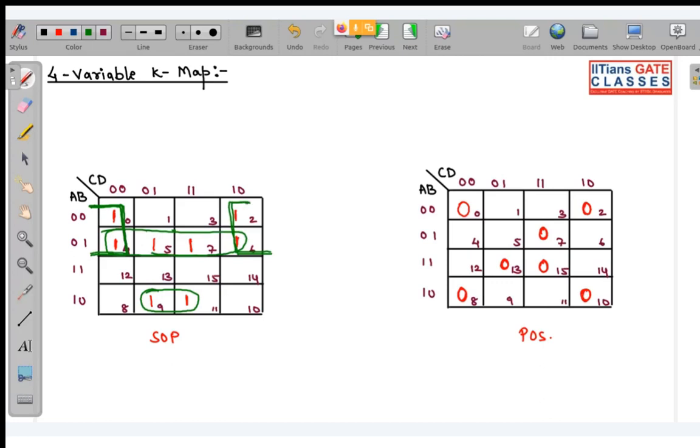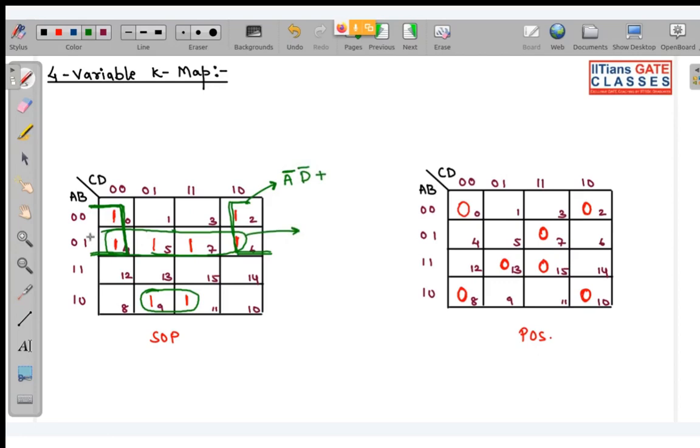So for this group, what will I get? Out of AB, what is common? A equal to 0 is common. So A complement. Out of CD, what is common? D equal to 0 is common. So A complement D complement, plus this group, what is common?